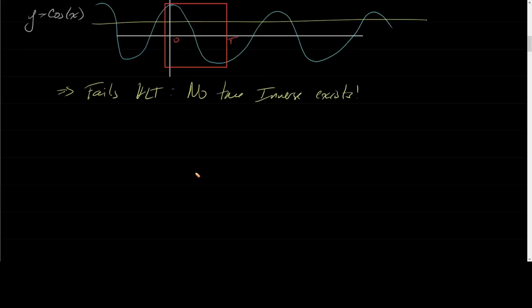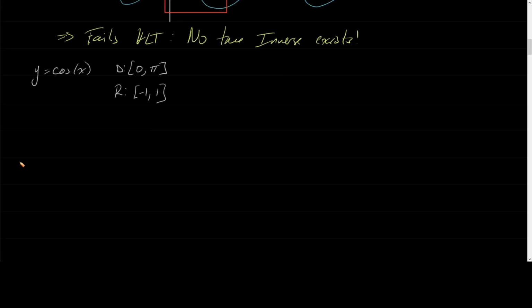So if we look at y equals cosine of x restricted from 0 to pi, so that's the domain I'm going to be looking at. Notice that in that region, it spans the entire range from -1 to 1. All right. Now, what does the restricted cosine function look like? Well, let's look at it.